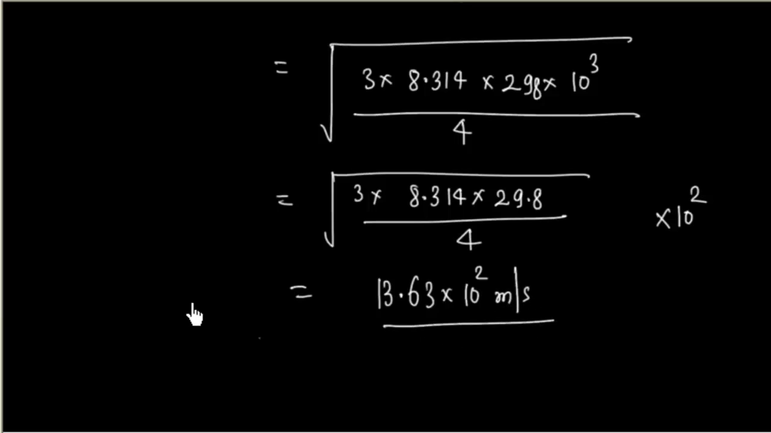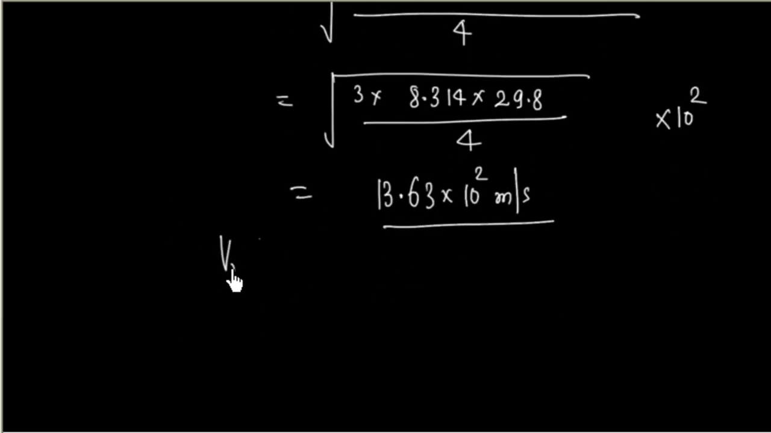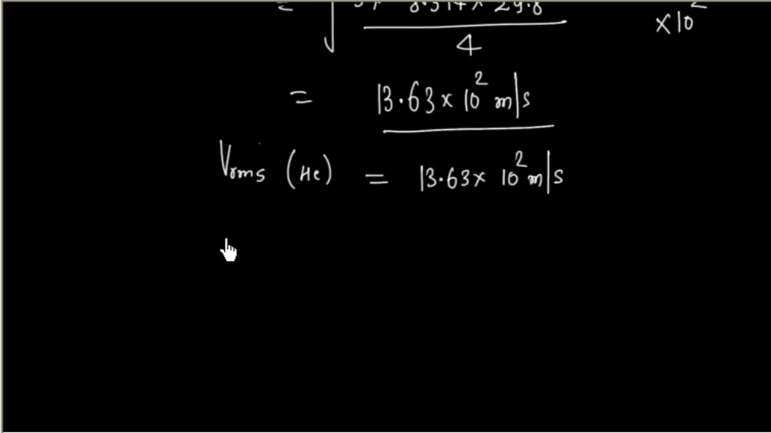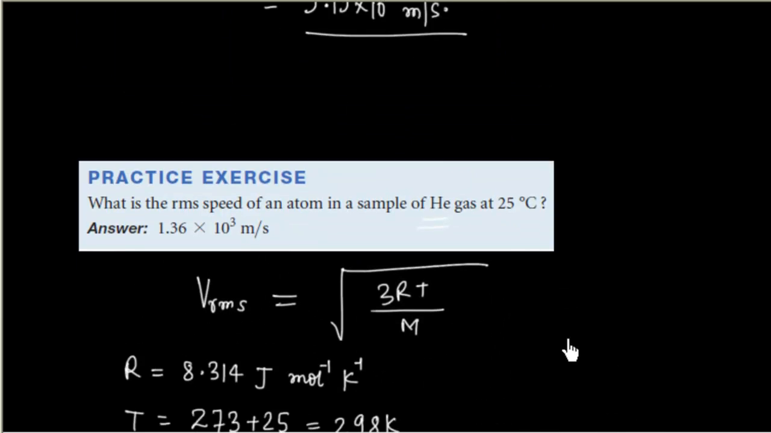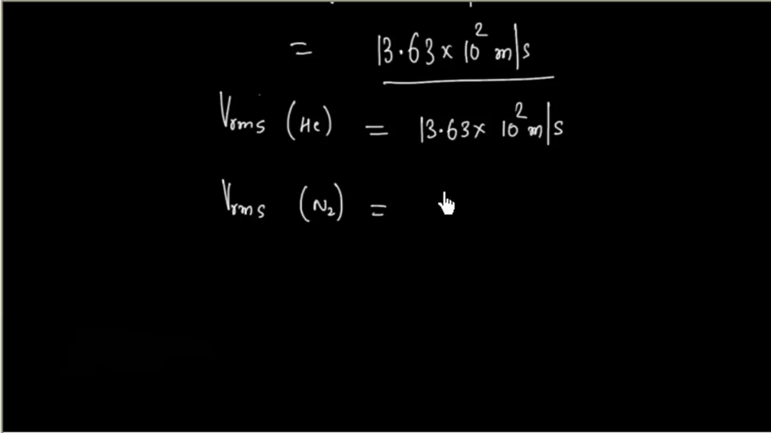So you see, this RMS speed is very high. For helium this speed is 13.63 into 10 to the power 2 meter per second, and we have also calculated the RMS speed for nitrogen, which comes out to be 5.15 into 10 to the power 2 meter per second.